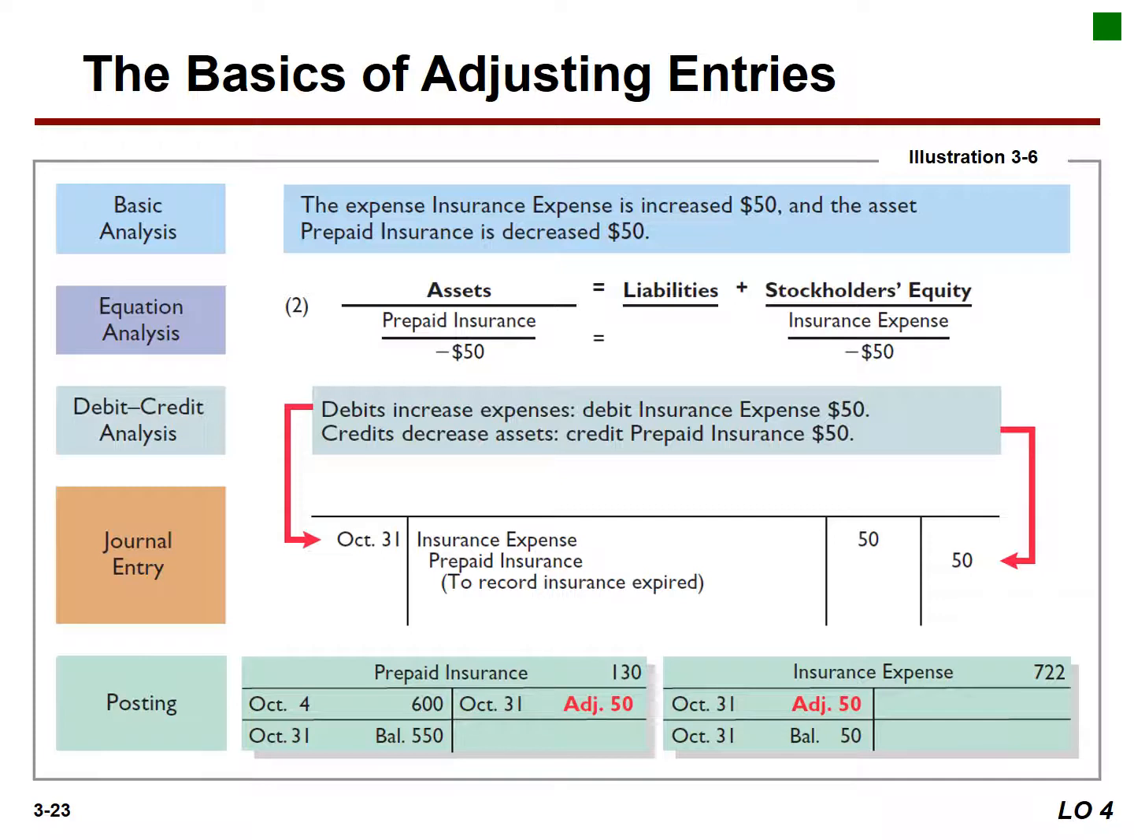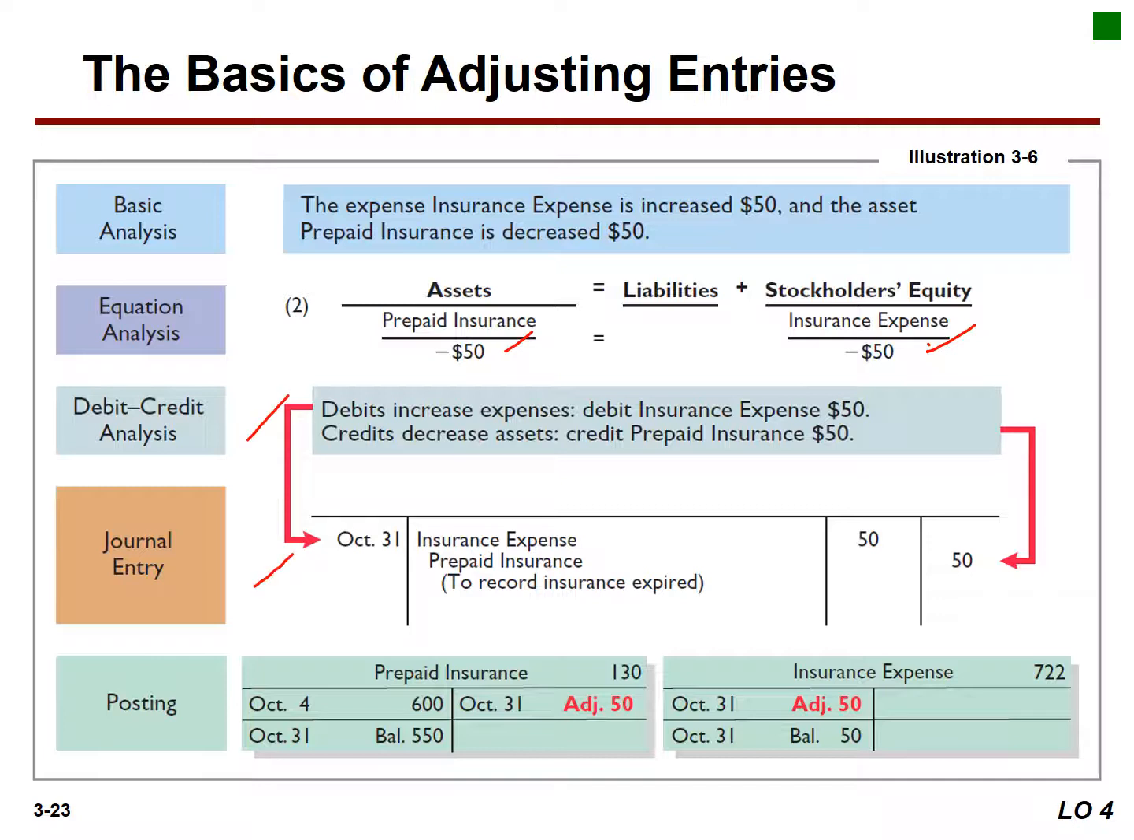Let's look at the analysis here. Our expense account is affected, and expenses decrease our stockholders' equity. And our prepaid insurance account is an asset account, it's decreasing. So our accounting equation remains in balance. We increase our expense accounts with debits and decrease our asset accounts with credits. So that's our debit and credit analysis.